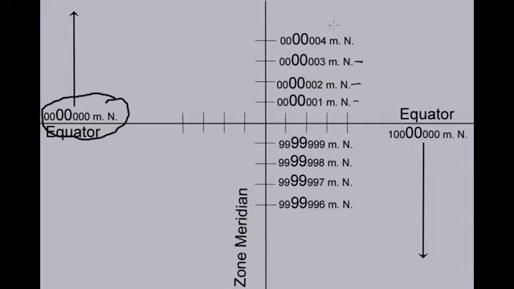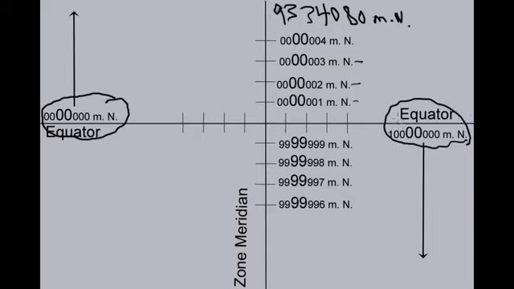And up at 84 degrees north latitude, the northing is 9,334,080 meters north. That means that's exactly how many meters you are north of the equator, 9,334,080 meters north.